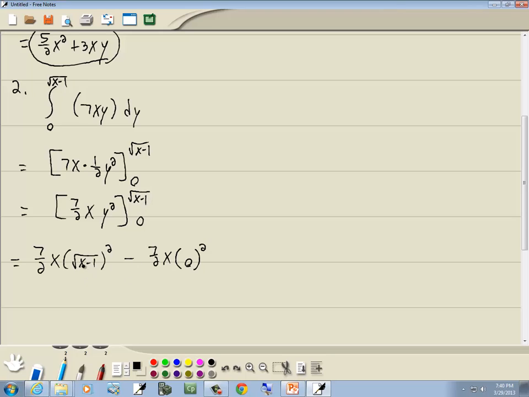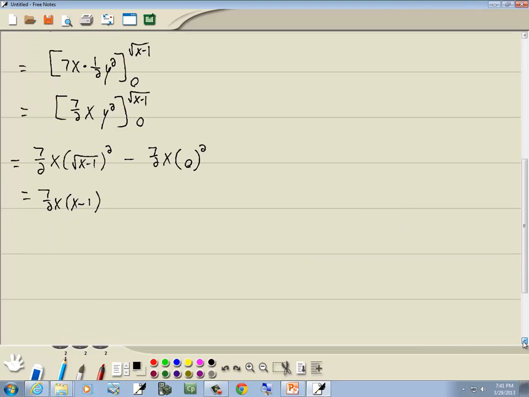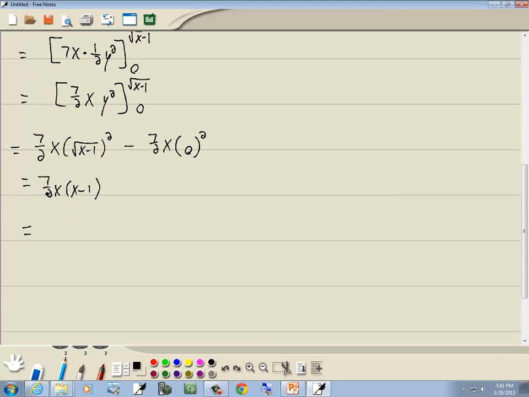Well, when you square a square root, they cancel each other out. So that gives us 7/2 x times x minus 1. Over here, 0 squared is 0, times 7/2 x is 0, so that all drops away. And if we multiply that through, we get 7/2 x squared minus 7/2 x. And that's our answer.